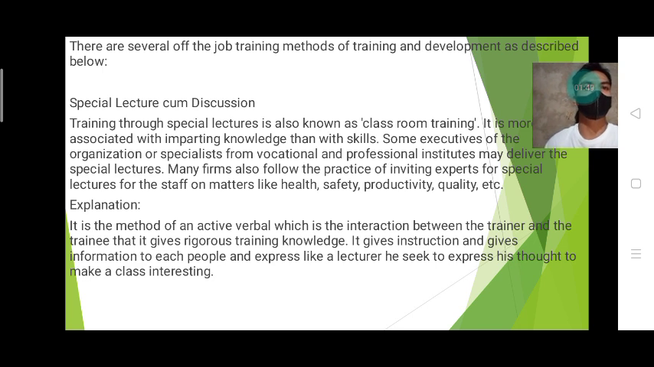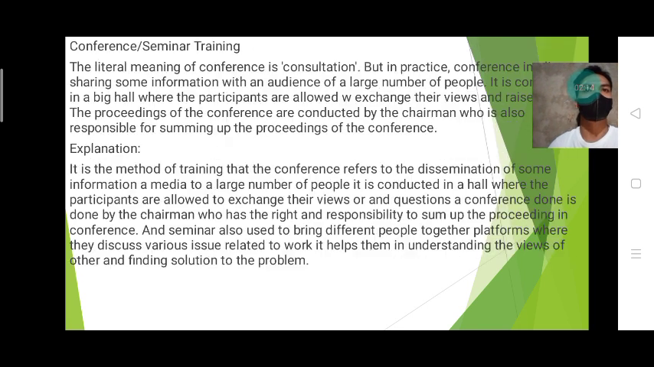productivity, quality, etc. So when we see special lecture cum discussion, it is a method of active verbal interaction between the trainer and the trainee, which gives rigorous training knowledge. It gives instruction and gives information to each person, and the lecturer seeks to express his thoughts to make the class interesting.